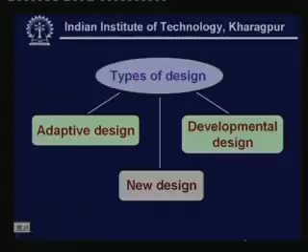So once we see that we have defined our job, that what we are going to design is the design of machine elements. Now we come down to the idea of the types of design. What are the types of design we can see? One is an adaptive design, another is developmental design, and another one we call a new design. So, these are the types of design one can think of. Let us have a quick look at what we mean by these terms: adaptive design, developmental design and new design.